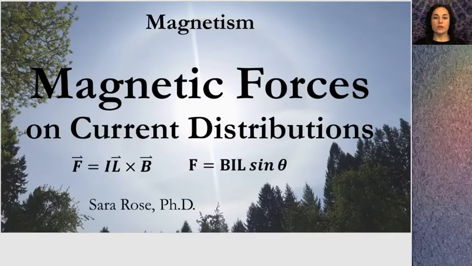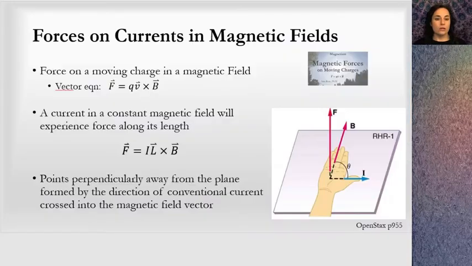This is a lesson about magnetic forces on current distributions, in a unit on magnetism. In a prior lesson, I talked about forces on moving charges in magnetic fields, and that is the basis of this lesson as well. A current is a moving charge, right? A force on a moving charge in a magnetic field is given by this equation.